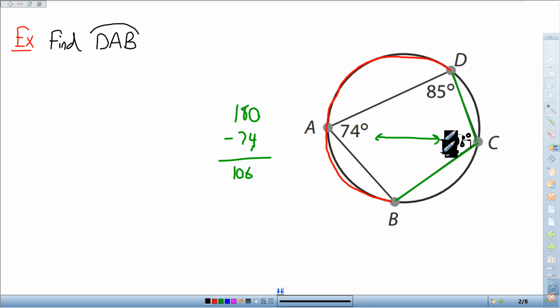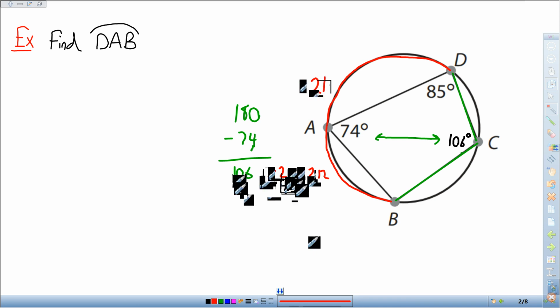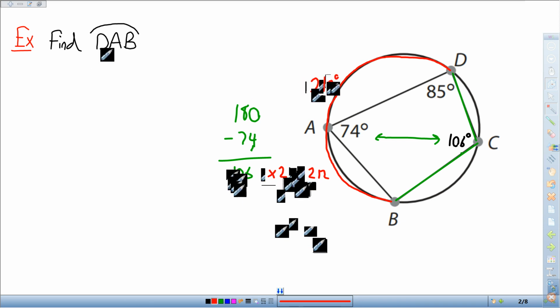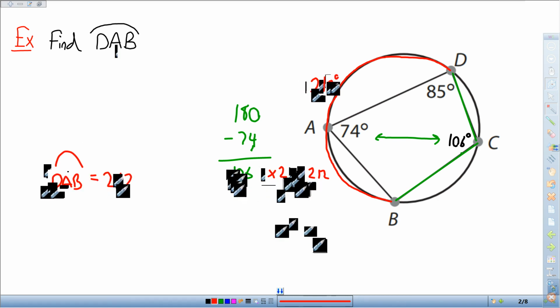Okay, now we know the measure of the inscribed angle. We can get the measure of the arc because, again, the arc is double the angle. So I'm just taking this thing, multiplying it by 2, and that is going to get me the whole arc. Looks like it's going to be 212 degrees. Okay, so there's my whole arc. Okay, and let's write it out properly. So let's say arc DAB equals 212.